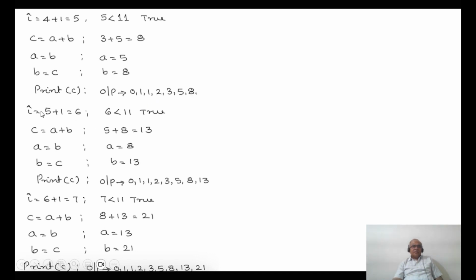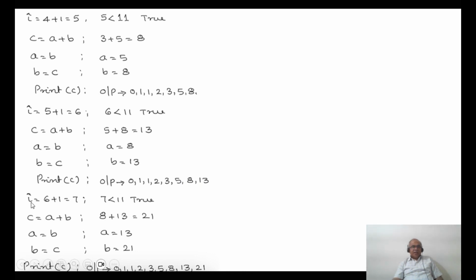Then after that, I is equal to 6. 6 is less than 11. Condition is true. C is equal to A plus B. 8 plus 5 becomes 13. 5 plus 8 is equal to 13. A is equal to how much? A is equal to B. B value is 8. So you take A is equal to 8. B is equal to C. C value is how much? 13. So print C. Print C means 13. So 0, 1, 1, 2, 3, 5, 8, 13.